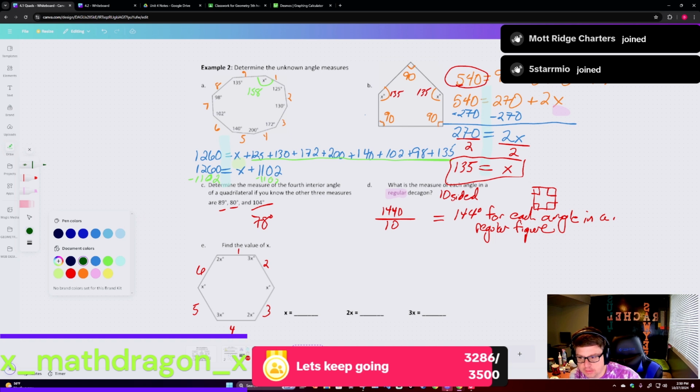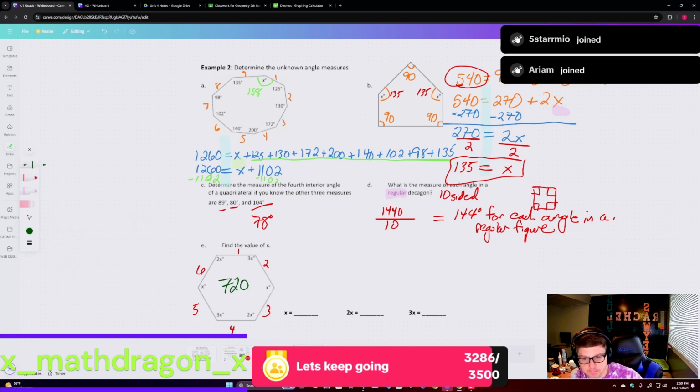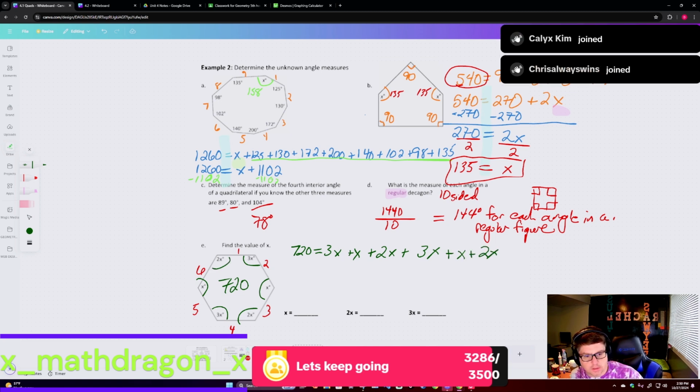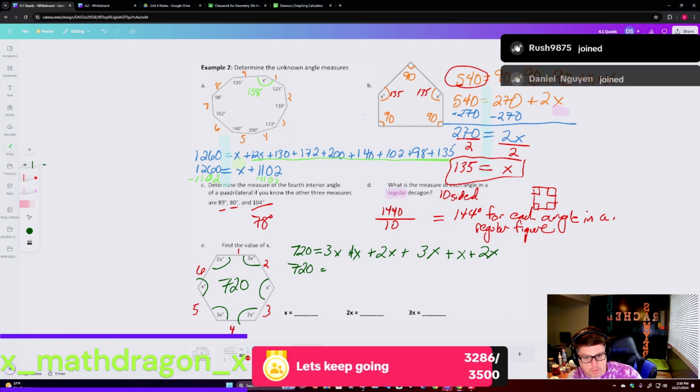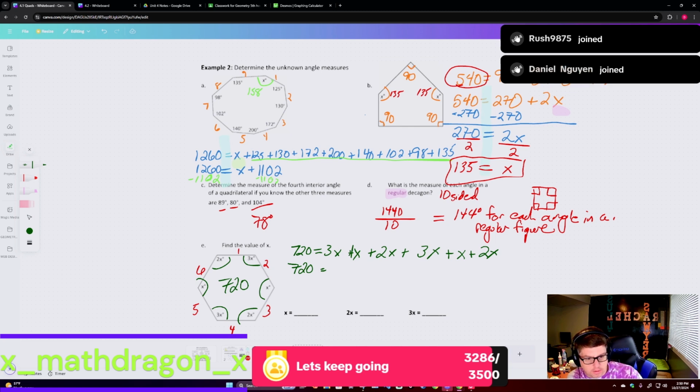So I do know that this right here is 720 equals 3x plus x plus 2x plus 3x plus 1x plus 2x. So still 720. But now let's combine like terms. So if all of these are x's, even though we don't know the measure of it, we could combine them all together. So there's 3, one more makes 4, 5, 6, 7, 8, 9, 10, 11, 12. So we have 12 x's.